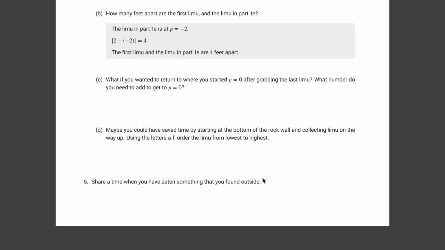Let's finish this activity by looking at the open-ended question in part 5. In this part of the activity, we are asked to share a time when we've eaten something we found outside.